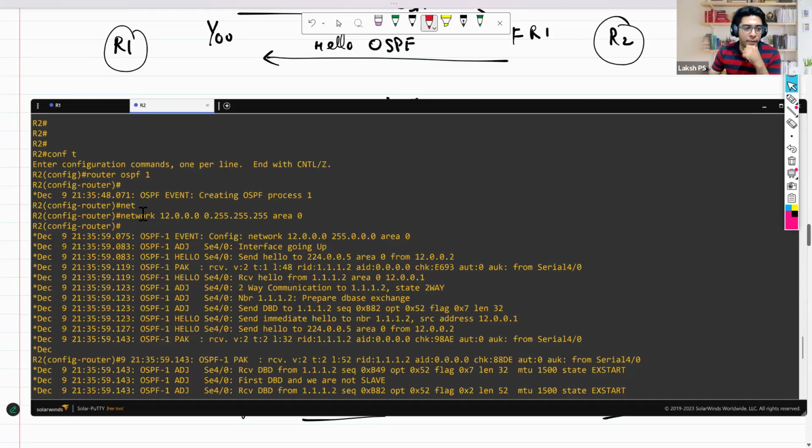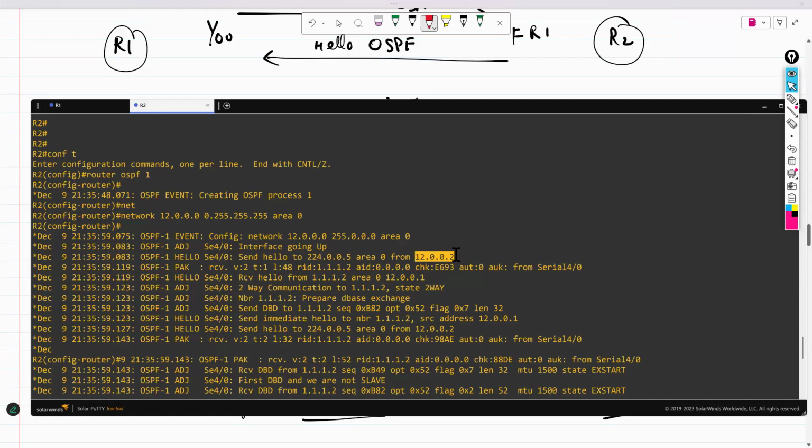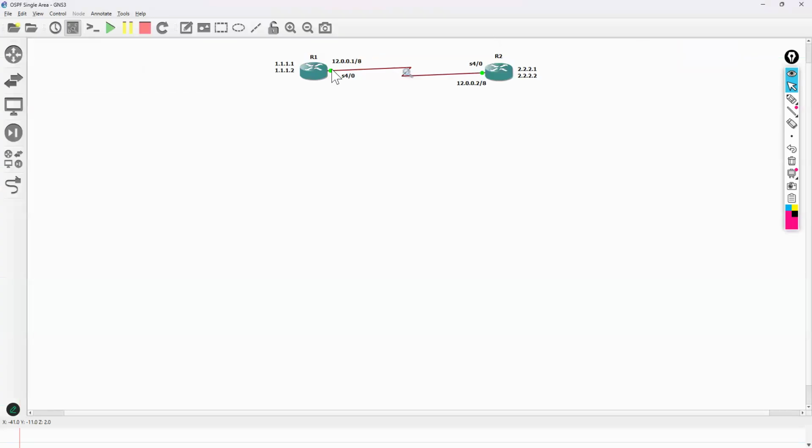So on R2, the moment we configured OSPF and advertised this particular network, you can see serial 4/0 has gone up, and it is also sending hello messages on this IP address from this source IP. Is the 12.0.0.0 network the connected one between the two routers?